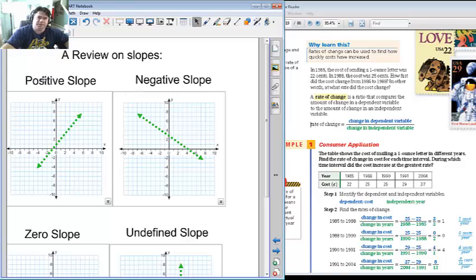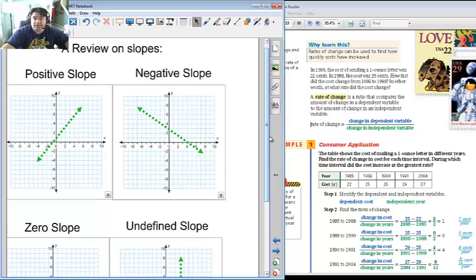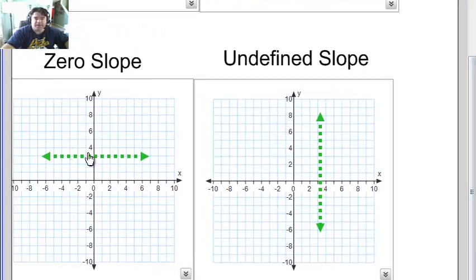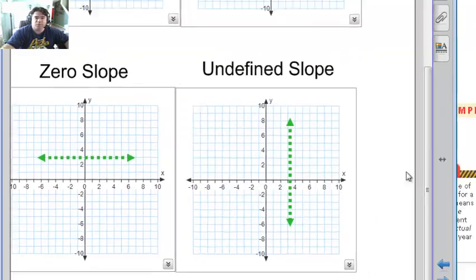Let's do a quick review on slopes. We have positive slope and negative slope. Positive means it's going up. Negative slope means going down. A zero slope is just going from left to right, neither increase nor decrease, and undefined because an x can't have more than one y.